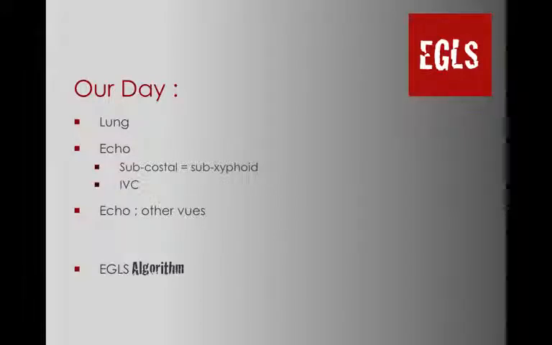So in the EGLS course, we'll see lung ultrasound, then focused echo. First off, the subcostal view itself, the IVC, and then go over the thorax for the parasternal long and short axis view and the apical four-chamber view. We'll put it all together in a manner that helps us to categorize shock and initiate the proper treatment.